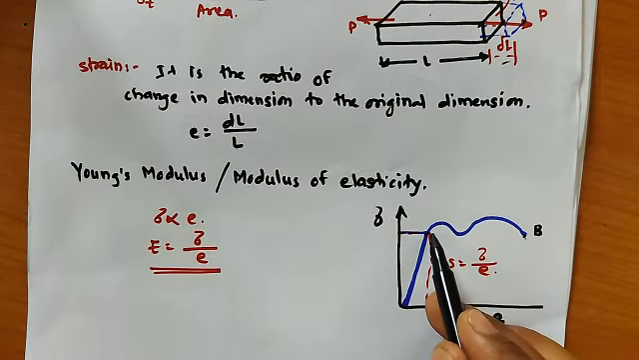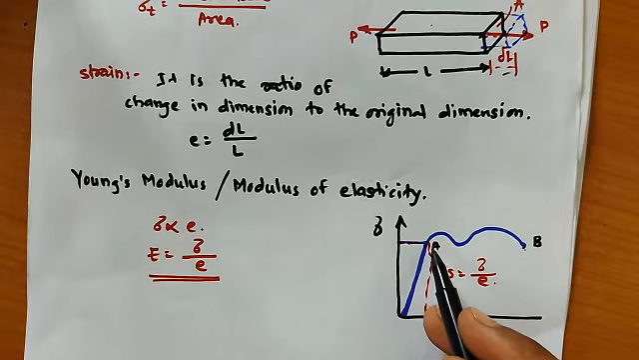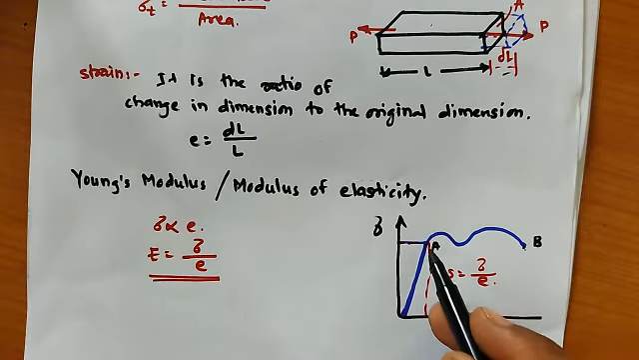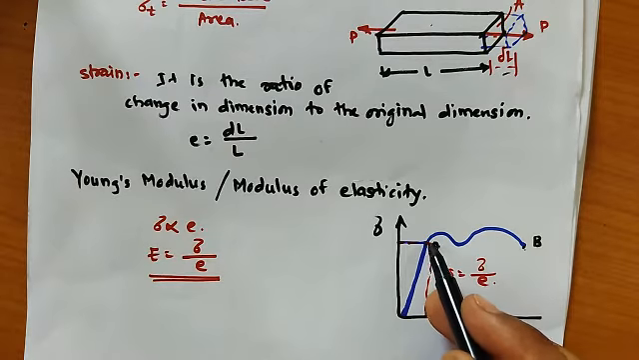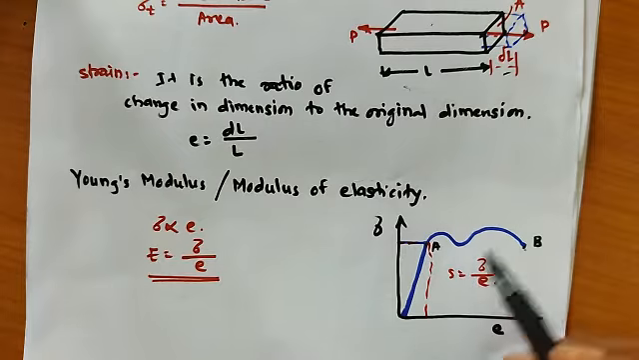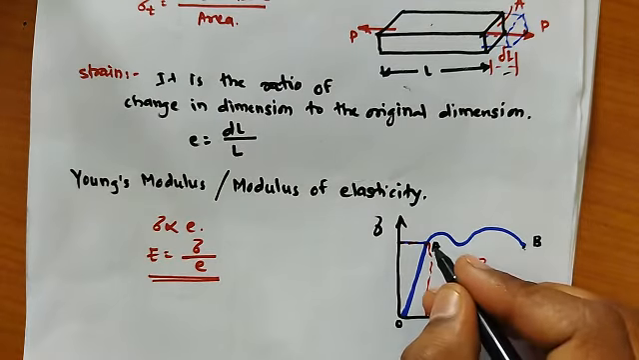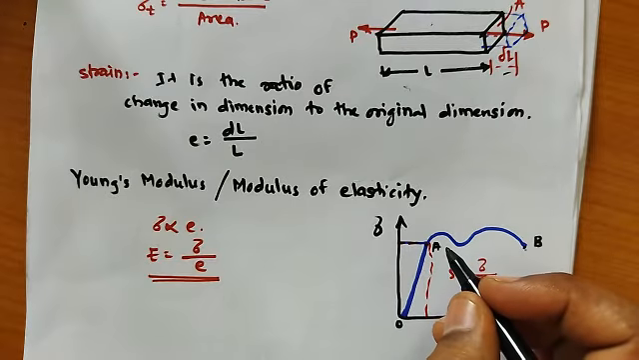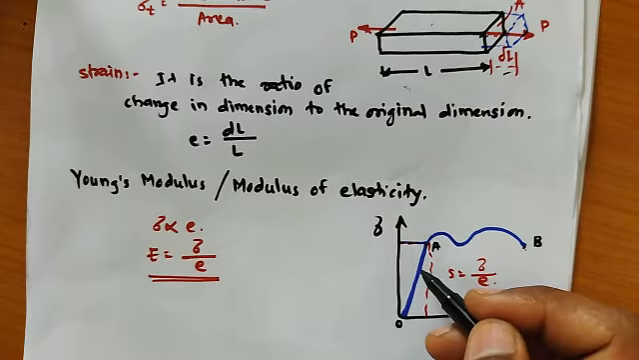But consider this point as A. Up to point A, due to elasticity, the bar will be elongated, with a change in shape. When we release this force, up to this point the bar will take its original shape and size, that means its original length. So from origin to A, this is called elasticity: when the material takes its original shape and size, that property is considered elasticity.